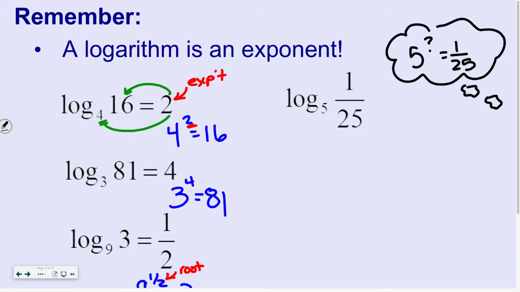Because then that makes it 1 over 5 squared. Oh, 5. Never mind.